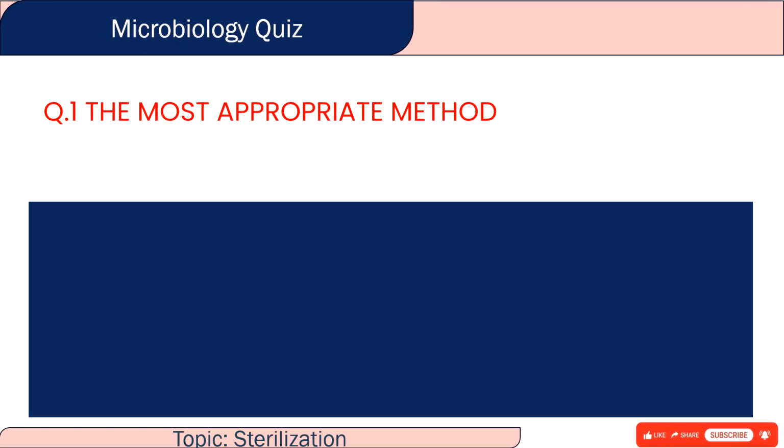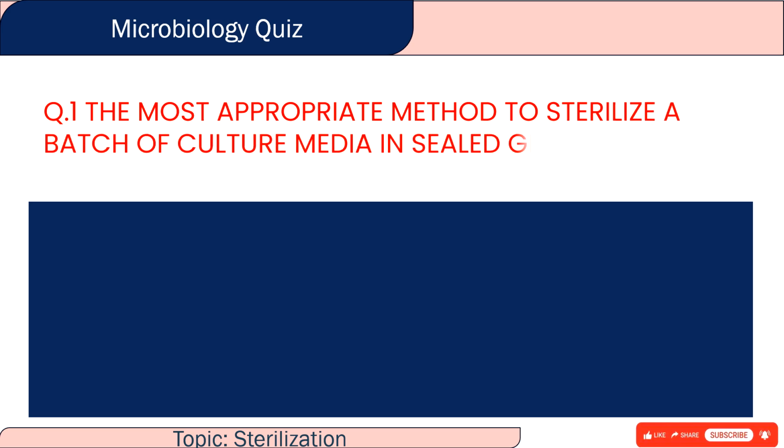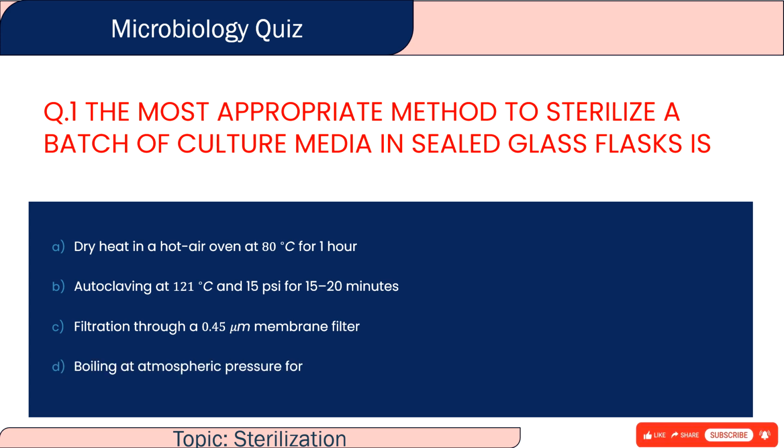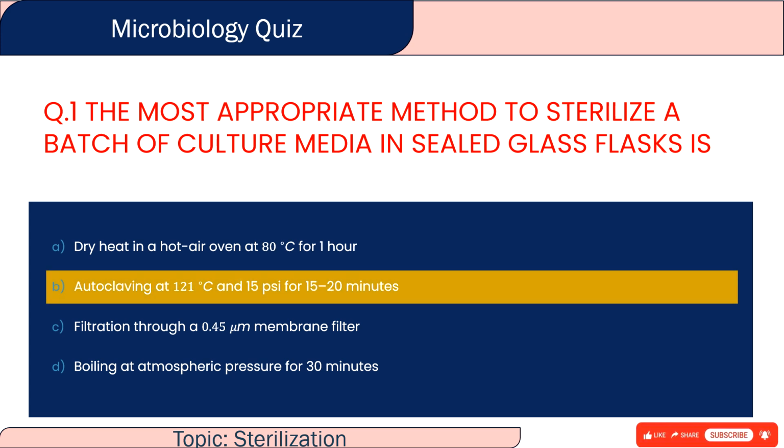Question number 1. The most appropriate method to sterilize a batch of culture media in sealed glass flask is A. Dry heat in a hot air oven at 80 degrees Celsius for 1 hour. B. Autoclaving at 121 degrees Celsius and 15 psi for 15 to 20 minutes. C. Filtration through a 0.45 micrometer membrane filter. D. Boiling at atmospheric pressure for 30 minutes. And the answer is B.